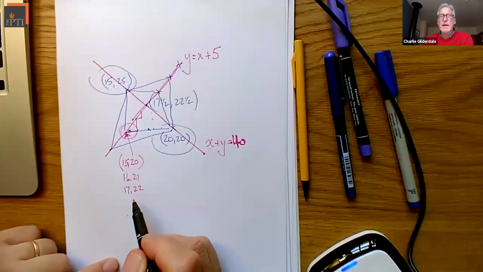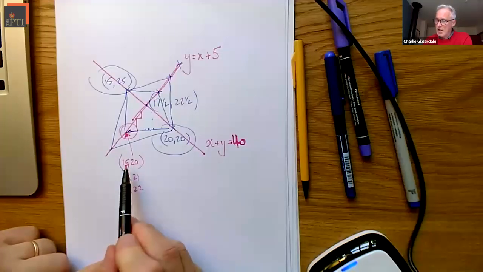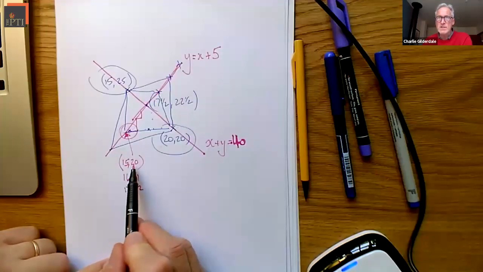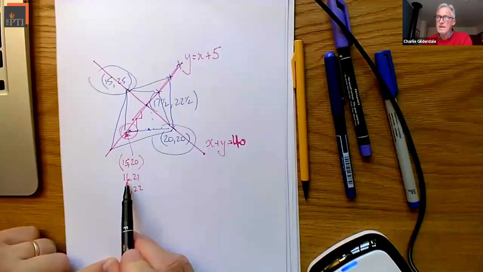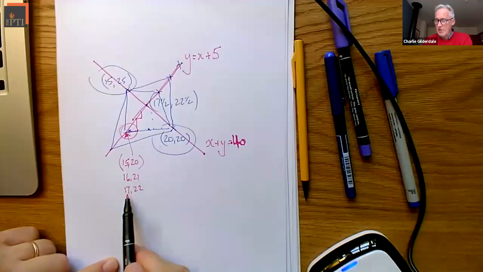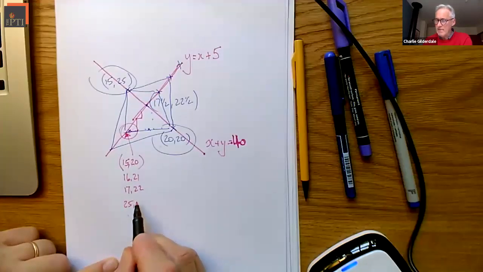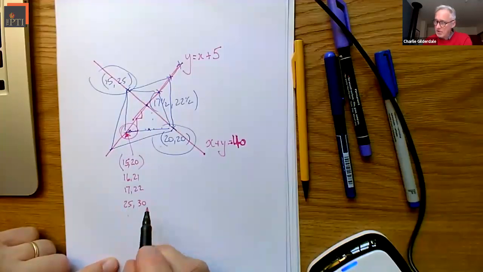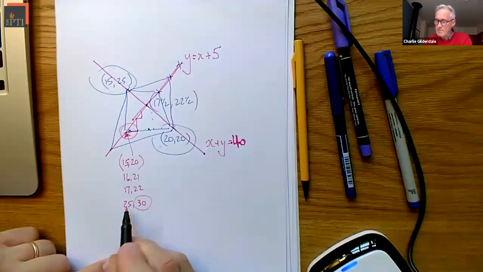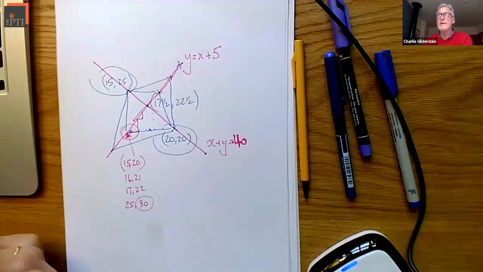And a bit like siblings whose ages are 5 apart, a year later, they're both 1 year older, but their ages are still 5 apart. And another year later. And 10 years later, they'll be 25 and 30. So they'll be 10 years older, but their ages will still be 5 apart. So this number will always be 5 more than the other.